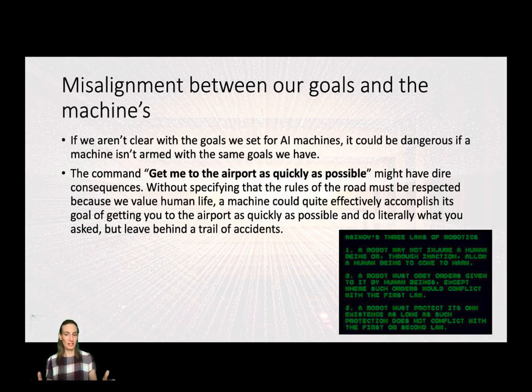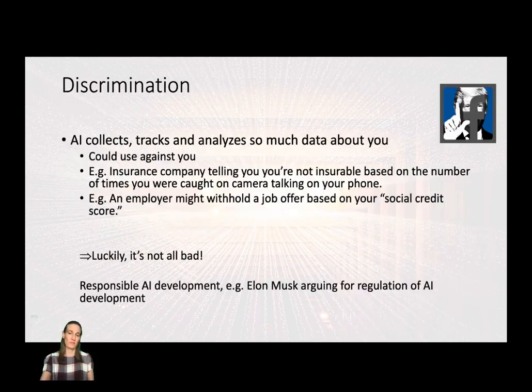It's important to keep track of the alignment between our goals and the machines'. Do you know Asimov's three laws of robotics? Asimov, a great science fiction writer, made three laws. We have to make sure that AIs don't injure humans. If you would say to your self-driving car, get me to the airport as quickly as possible, well, the car needs to know that it needs to drive safely, right? Or it might just plow through other cars. This is important, and we need to keep this in mind when we're going to be developing more and more complex AI systems.